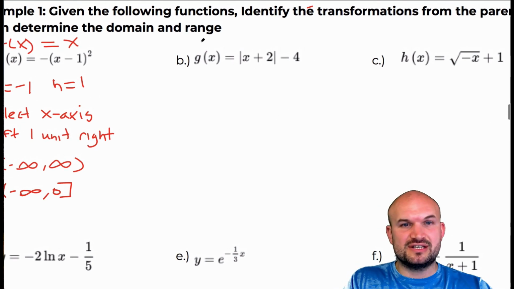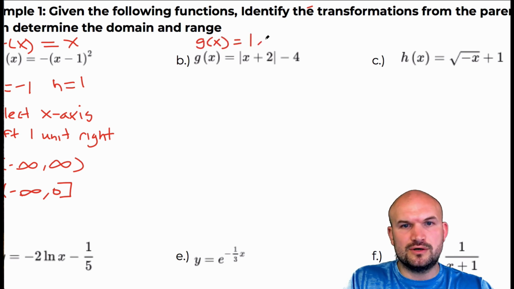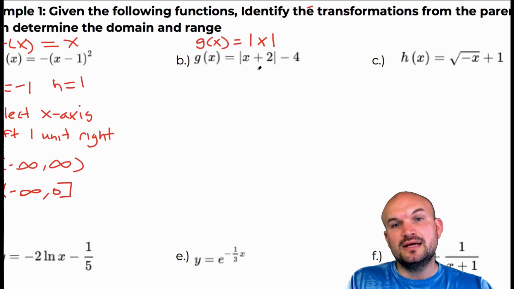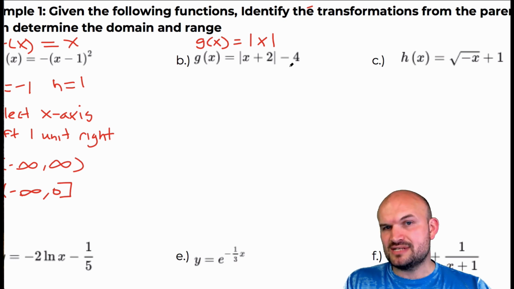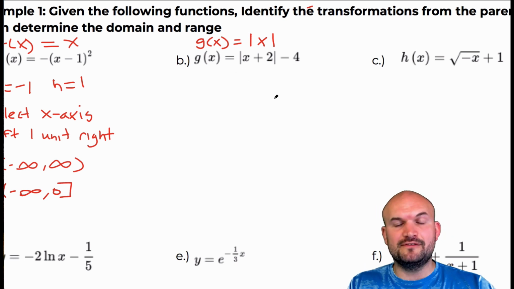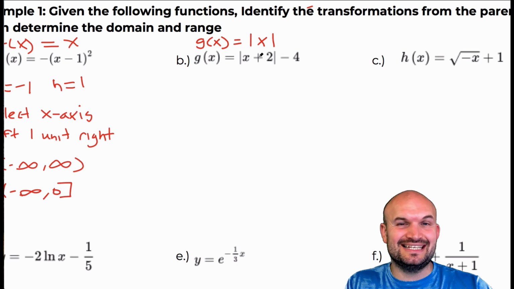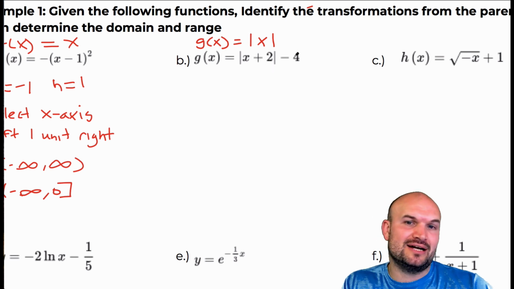I see an absolute value, so I say, oh okay, that's going to be the absolute value function. So that's my absolute value. Okay, cool. Now I see, all right, I'm adding a 2 on the inside, and then I am subtracting a 4 on the outside. So if you go back and look at it, adding or subtracting something on the inside is my h. Adding or subtracting on the outside is my k.